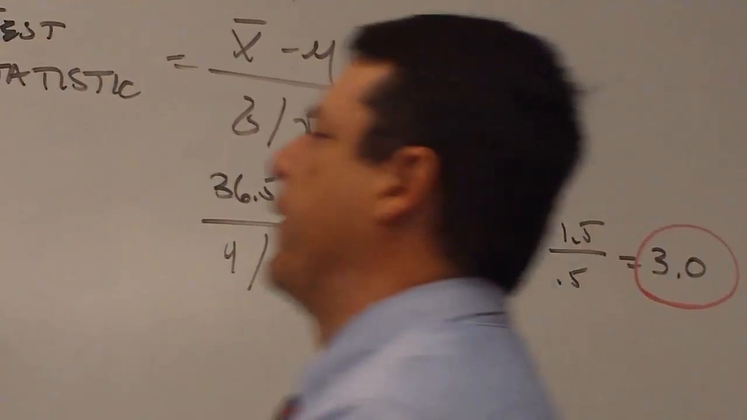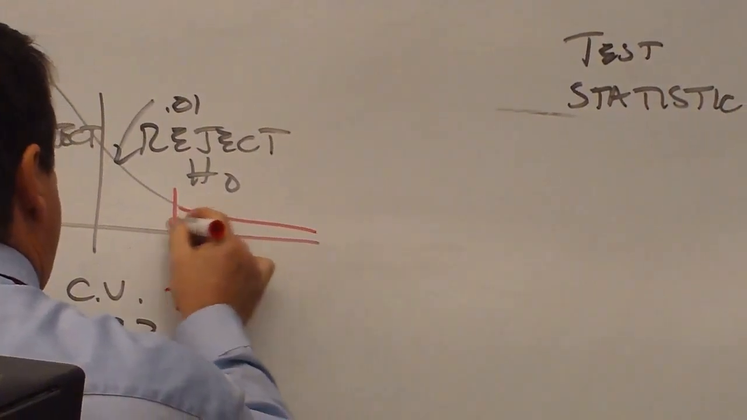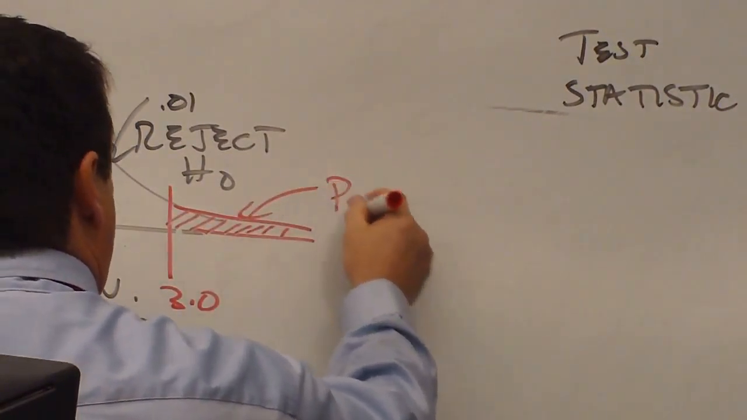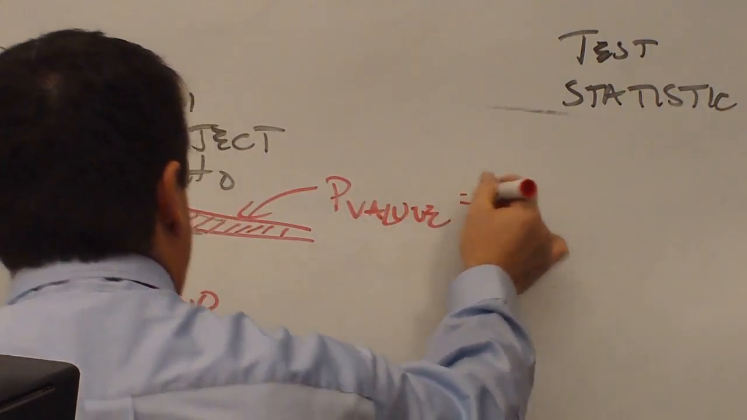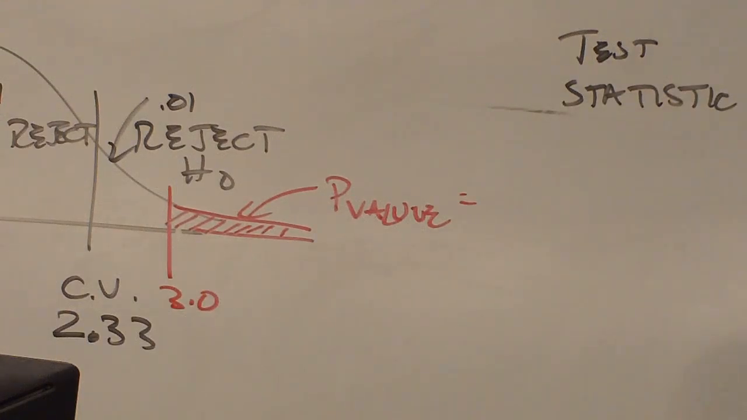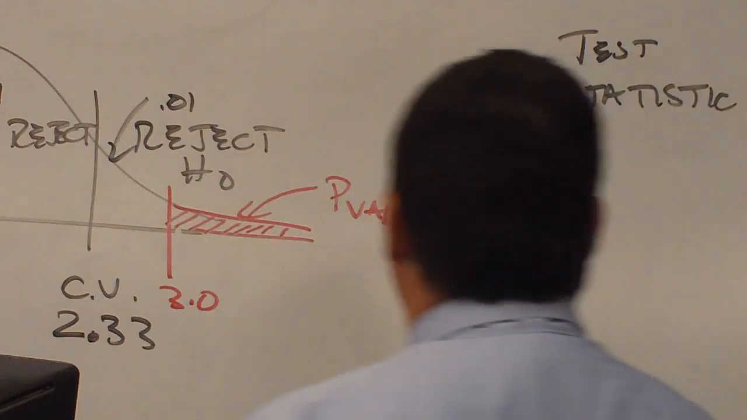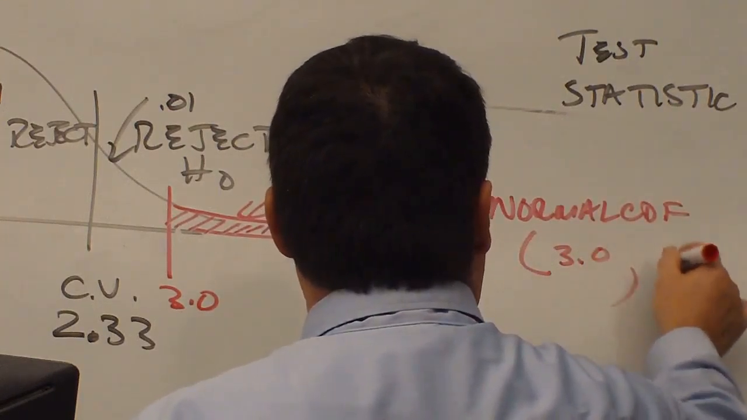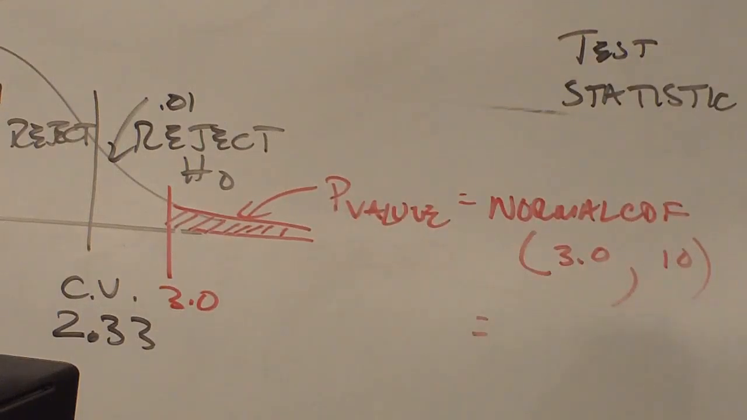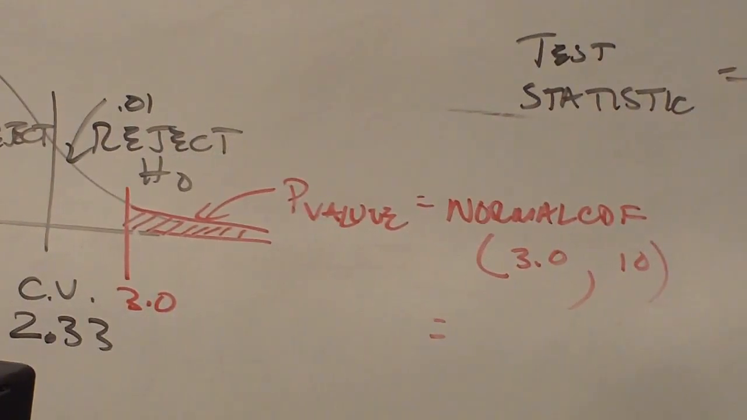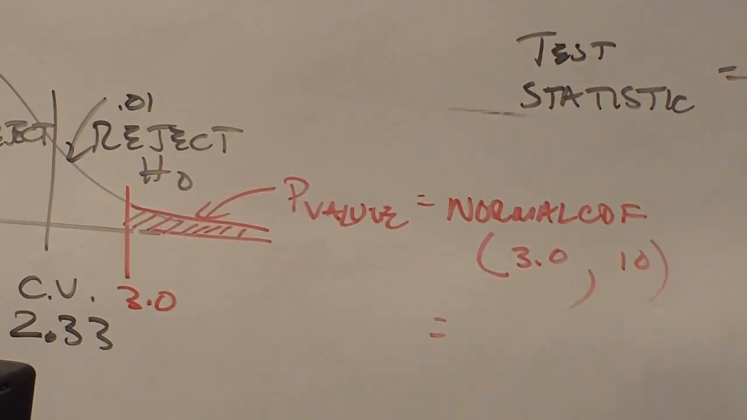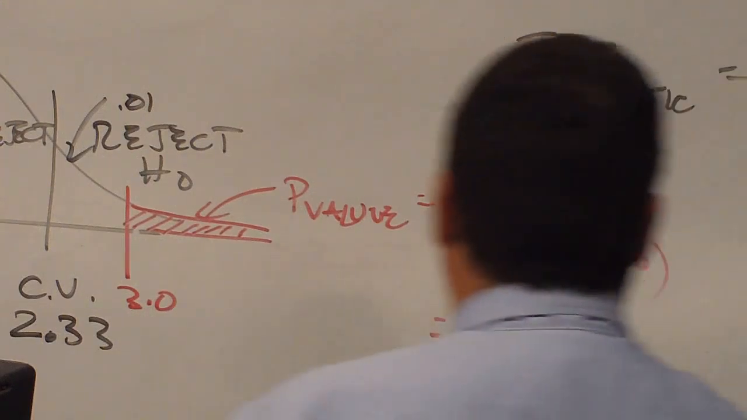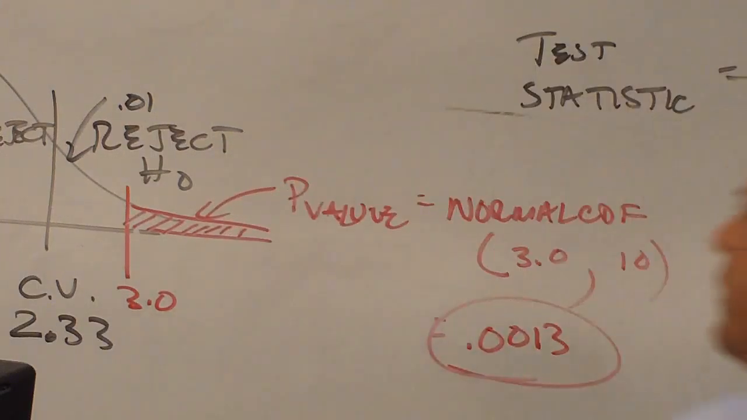So lastly, we have to find the p-value. The p-value is right here, that area. That's the break-even point on the alpha, the alpha value at which we don't know which way to fall. That's going to be normal CDF of 3.0 to 10, which is going to be pretty small, 0.0013. So that is my p-value. Everyone okay on that?